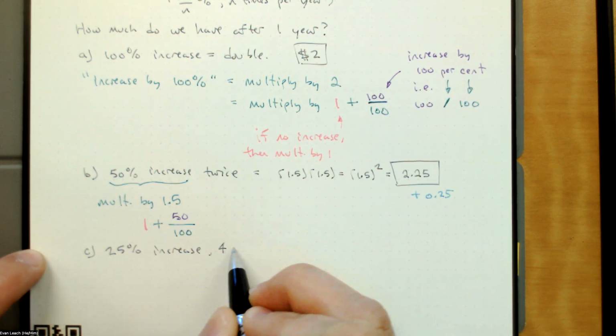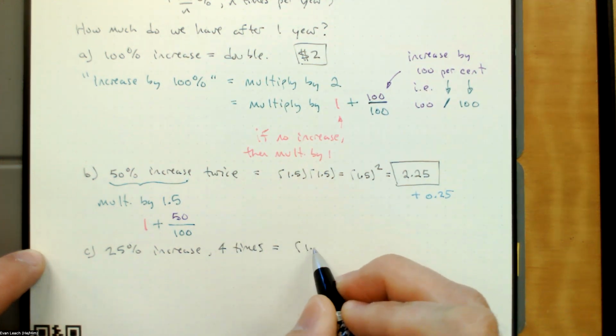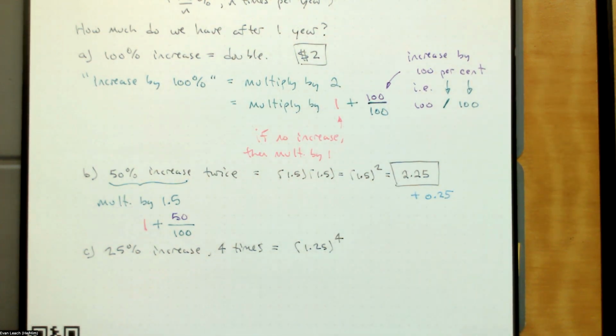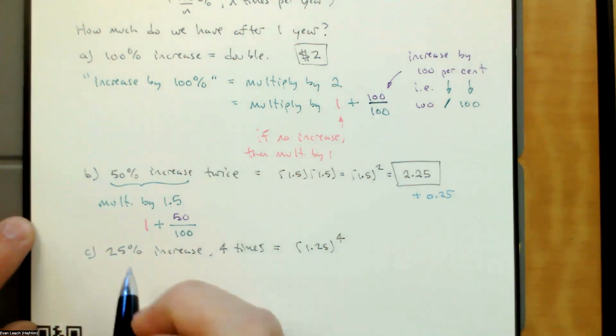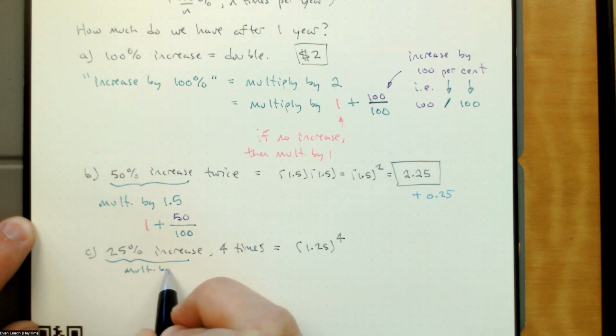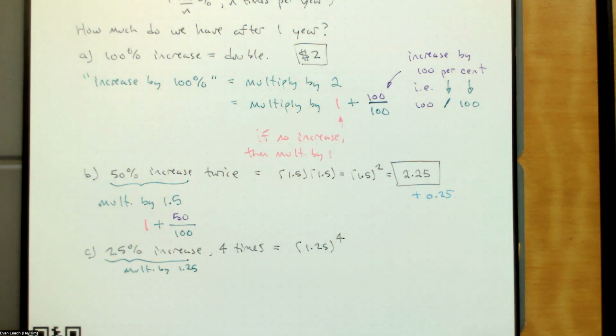4 times. Our base is going to be 1.25, but we're going to do this 4 times. The exponent is the number of times that we do this, and we're just taking that 100% and dividing it by the number of times. We're splitting it up evenly. A 25% increase means multiply by 1.25. Start with 1 and increase by 25 per 100. Per 100, just divide by 100.